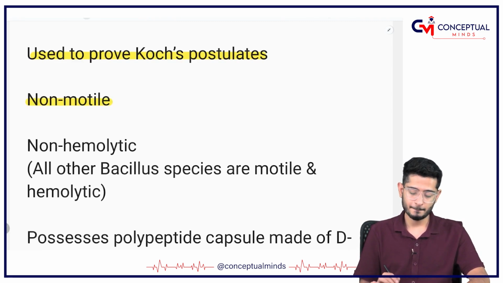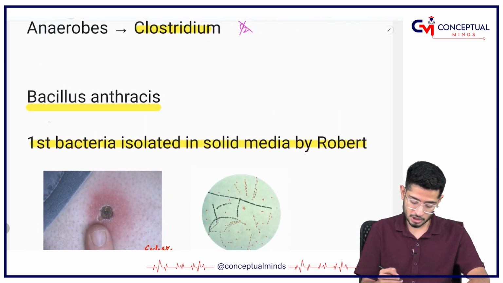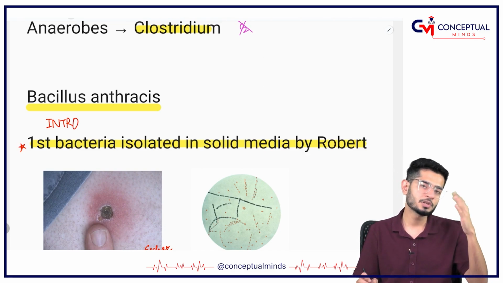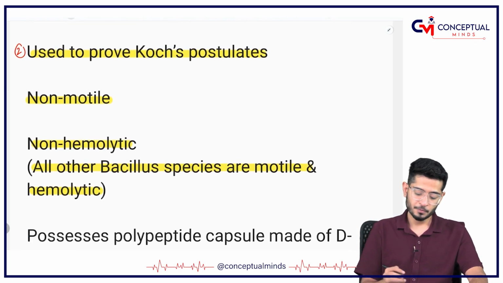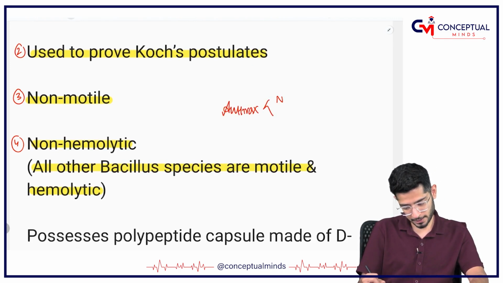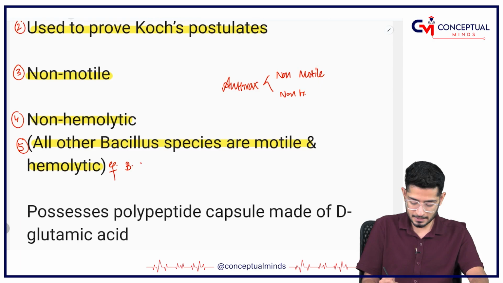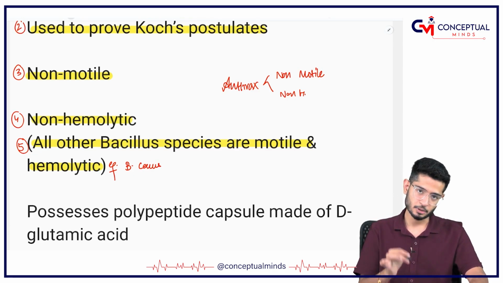Bacillus anthracis is non-motile and non-hemolytic, although all the other Bacillus species are motile and hemolytic. This is a very important line. I am teaching you the introduction. First of all, it is the first bacteria to be isolated by Robert Koch and grown in the solid media. Then it was used to prove the Koch postulate. Remember, it is non-motile and non-hemolytic, whereas all the other bacilli are motile and hemolytic. So Bacillus cereus, for example, is going to be motile and hemolytic. When we discuss Bacillus cereus, please keep in mind that it is motile and it is hemolytic also.